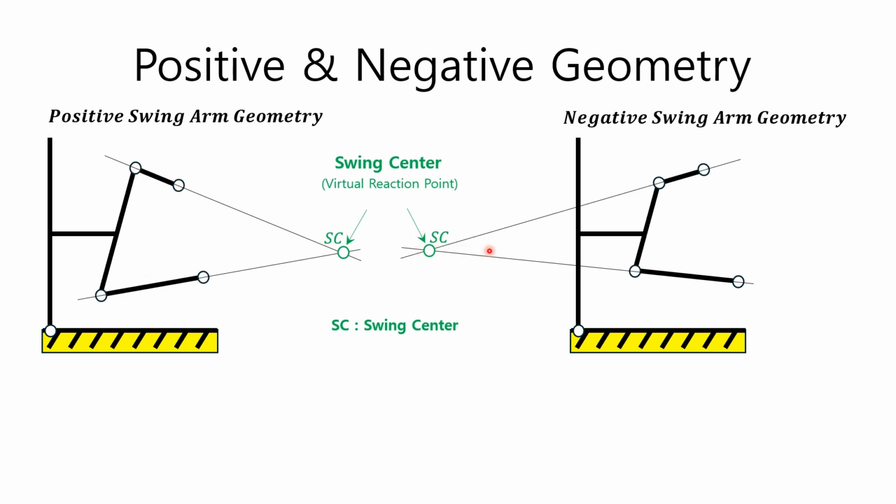The arrangement of the suspension links where the swing center is created inside the vehicle, as shown in the left figure, is called positive swing arm geometry, and conversely, the arrangement of the suspension links where the swing center is created outside the vehicle, as shown in the right figure, is called negative swing arm geometry. Let's continue to find out why they are called this way.